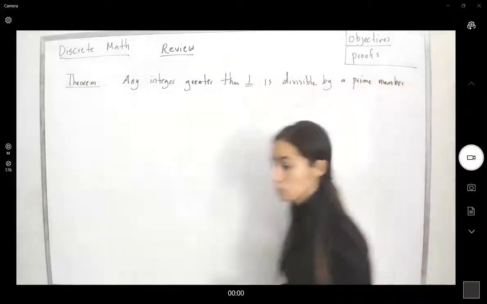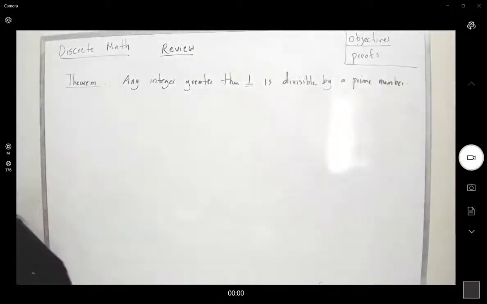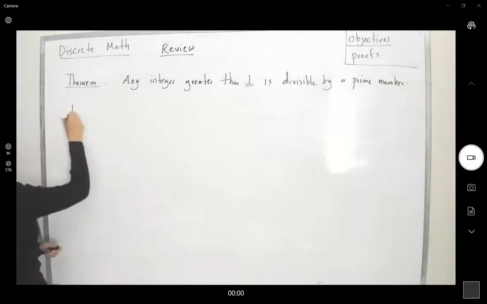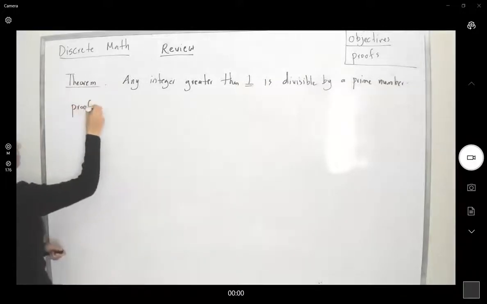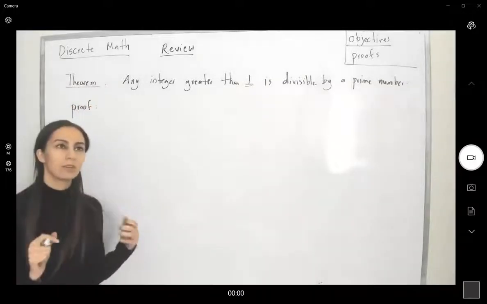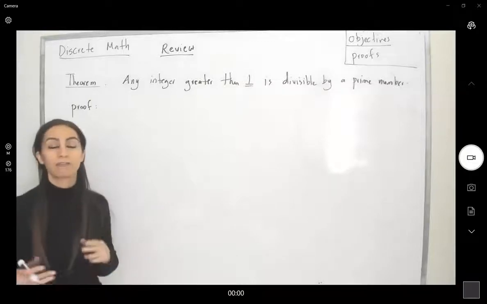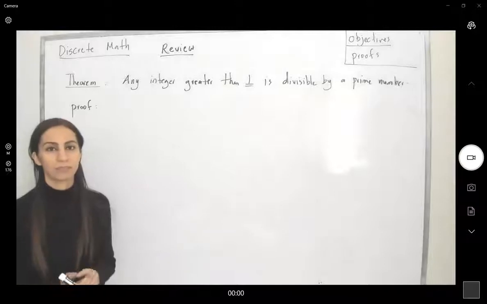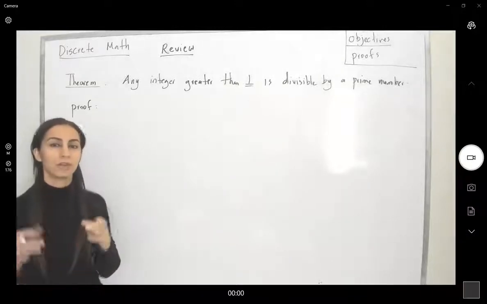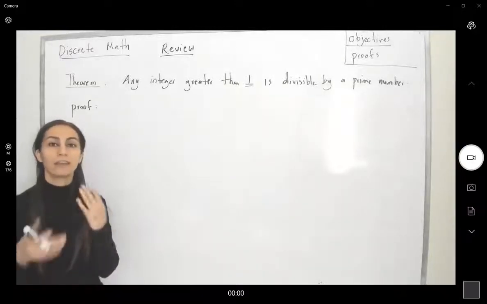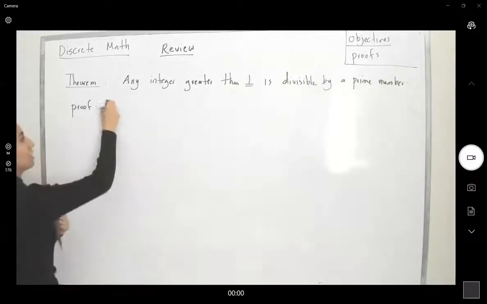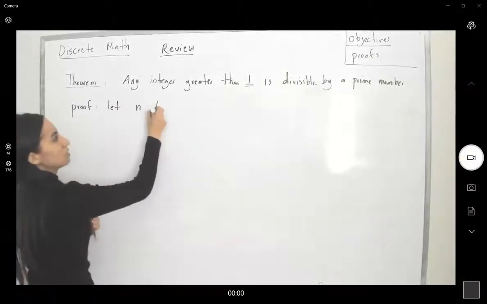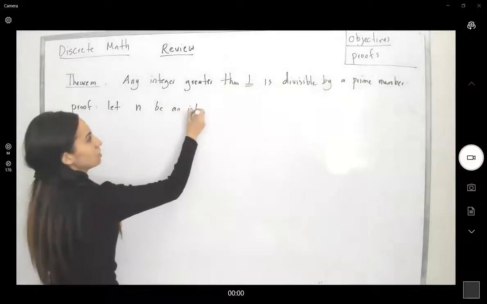Okay, so let us begin. Proof. We're going to use common sense and the definition of prime and composite number and divisibility. What are we going to do? We're going to consider an integer like n. Let n be an integer.